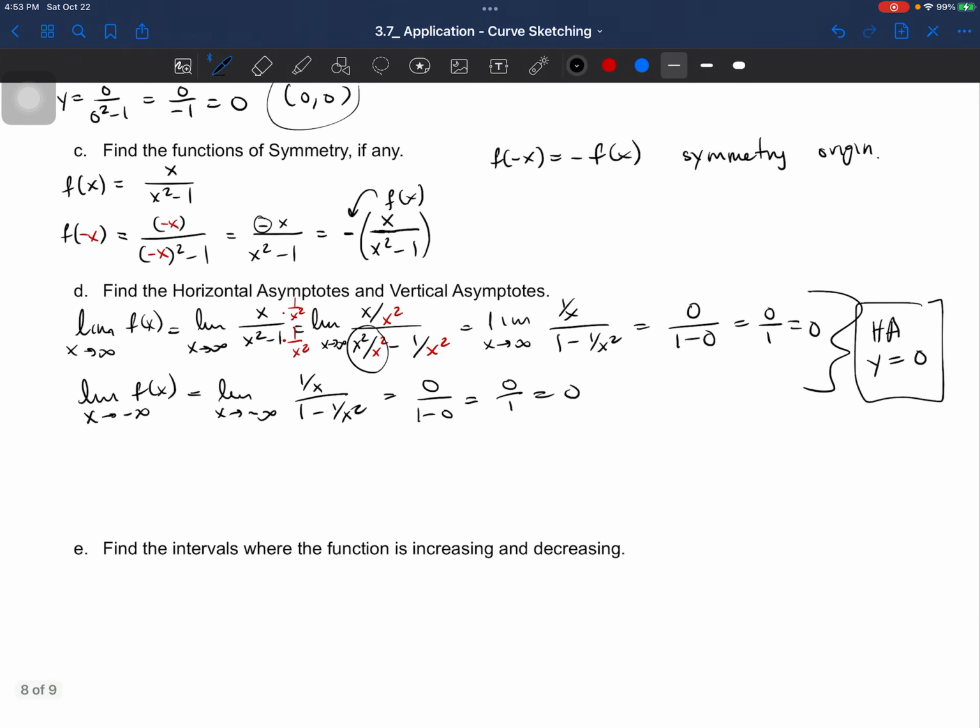So because of this, they're both going the same direction. Horizontal asymptote will be y equals 0. So this is a horizontal asymptote.